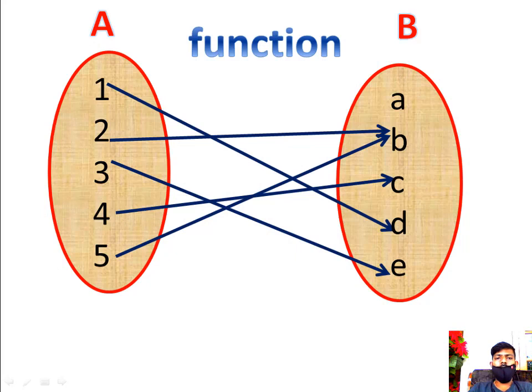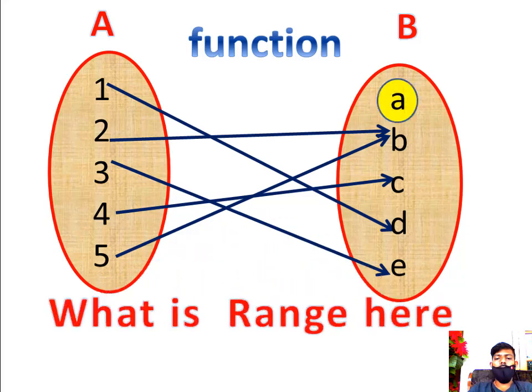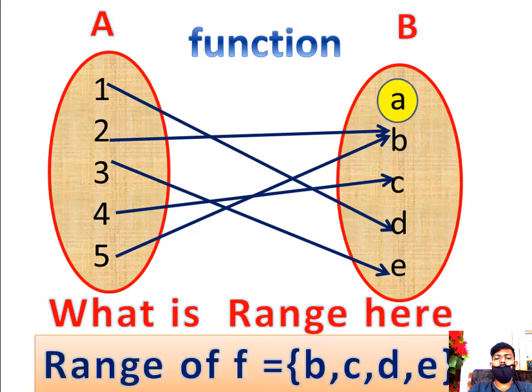Look at this function. What is the range here? You can see that the element A has no pre-image in set A. Therefore, the range is the set B, C, D, E.